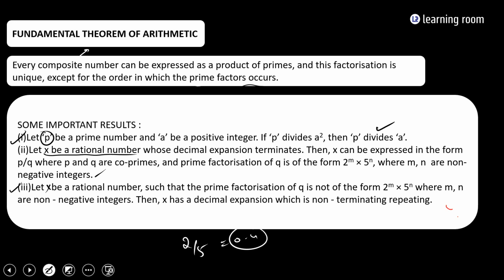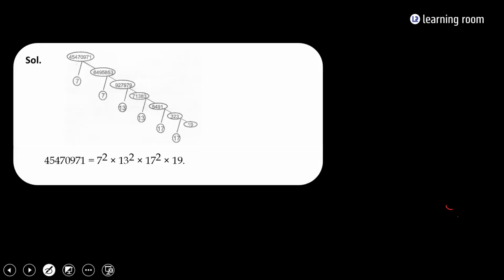So this 10 is being factorized into two parts, 2 into 5. And that is the reason why we are going to have the terminating or non-terminating values. Very good. Okay.